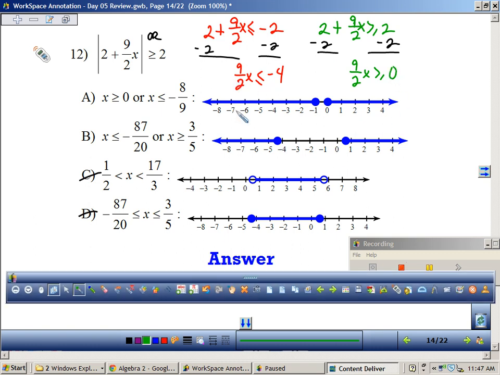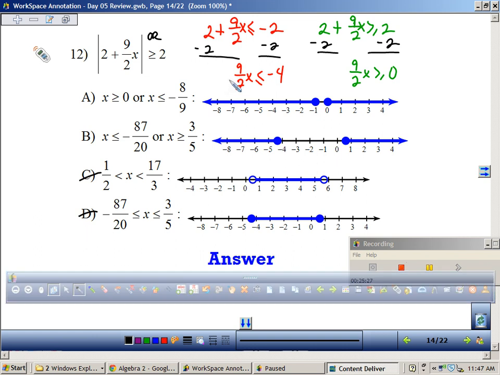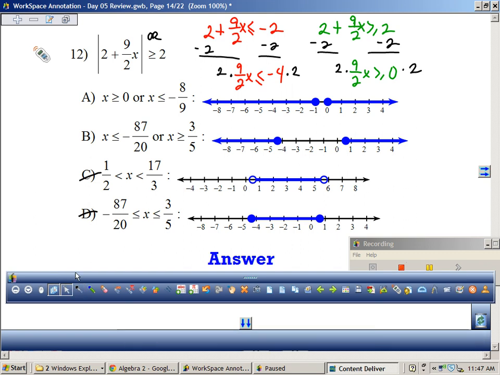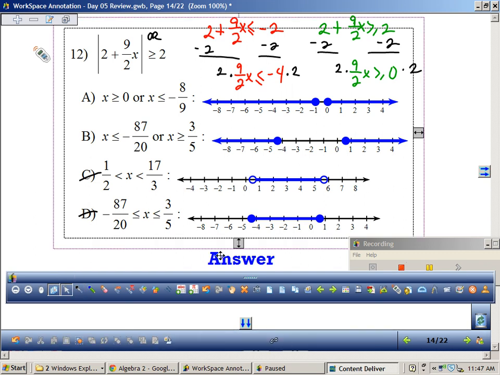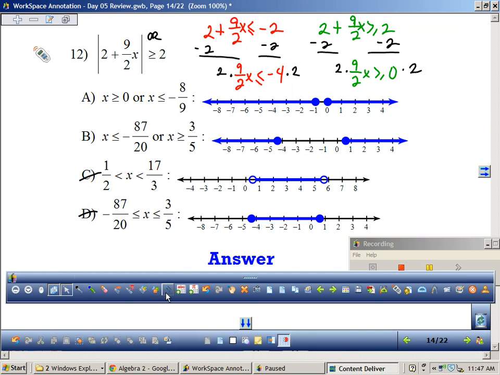How do I clear that denominator? Elijah. Multiply by 2, right? Did anybody see anything different? No, you could multiply by 2. Or you could multiply by 2 over 9. Multiply by 2, multiply by 2, multiply by 2, multiply by 2. Let's go ahead and just, I'm just going to cover this up for a second.